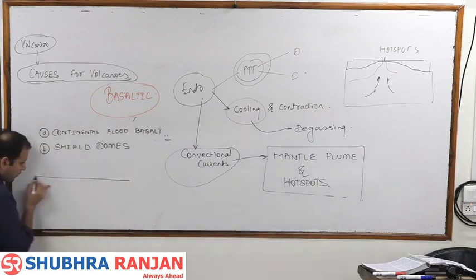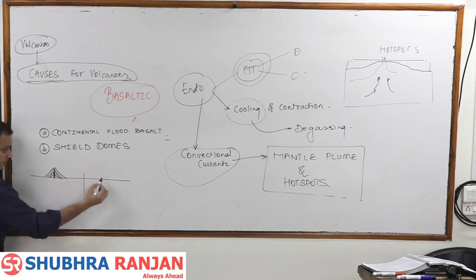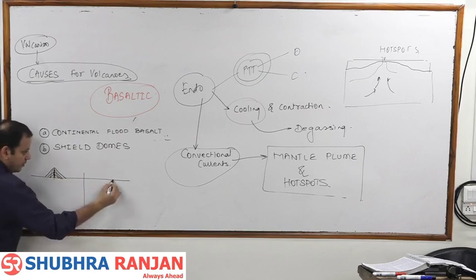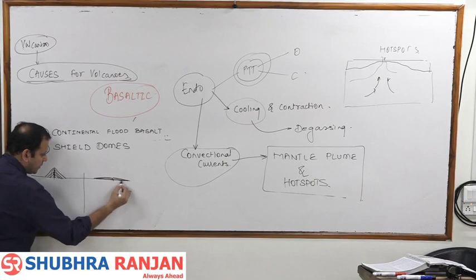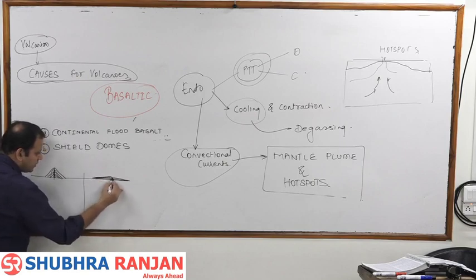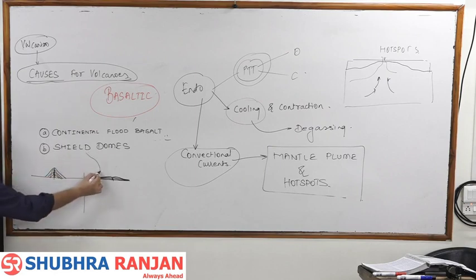So if this is acidic magma or lava, in the first case it will come out, solidify, it will again come out, solidify, again come out, solidify, और क्या बनेगा? Volcanic mountain. In this basic case, it will come out, flow for a greater distance and then solidify. Next, flow for a greater distance, solidify. Can you see the difference in the mountains? Great height, low height. This is what is the shield dome.